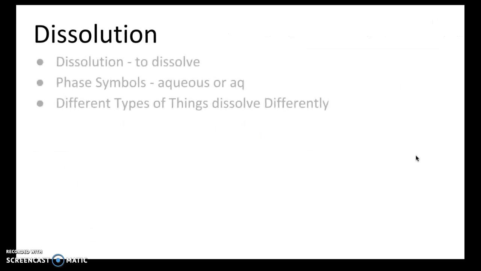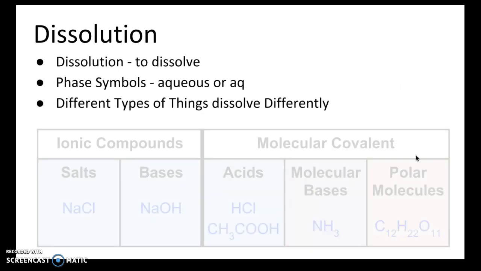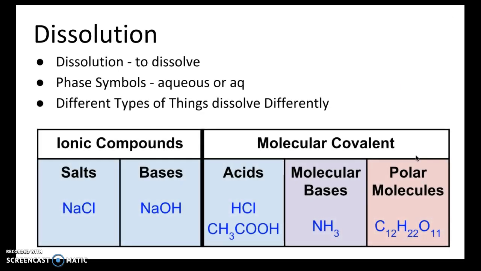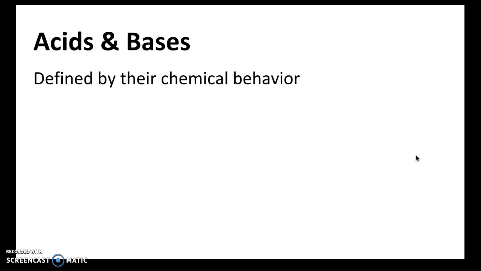Okay, so we talked before about dissolution, which means to dissolve, and we said things dissolve differently. So ionic compounds like salts and bases, and acids, which is a molecular covalent compound, break apart into ions. And the molecular base does not break apart into ions, but it forms ions, and polar molecules is a straight non-electrolyte.